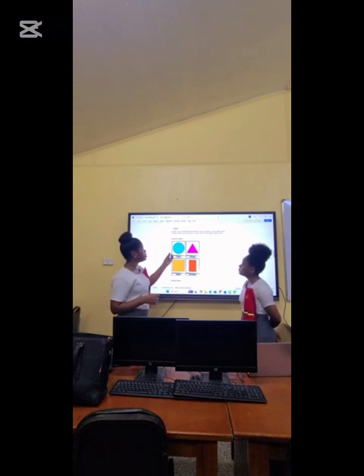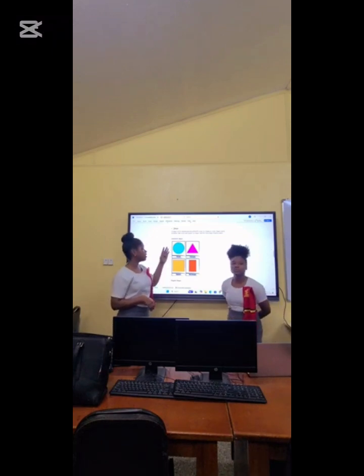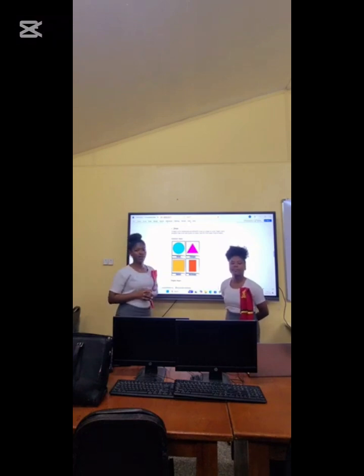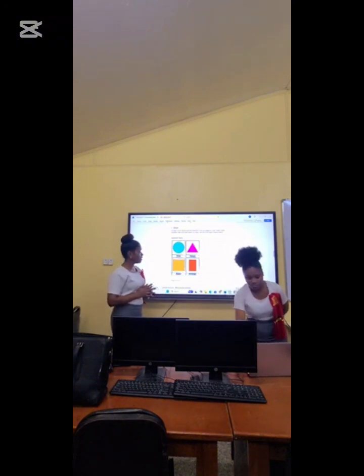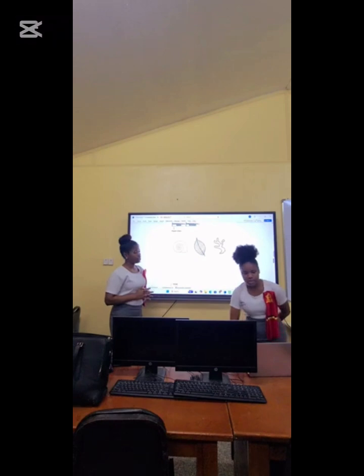Now the geometric shapes are also considered two-dimensional, meaning they have height and they have width. They do not have form, because they are flat. The other example of shape we have is organic shapes.